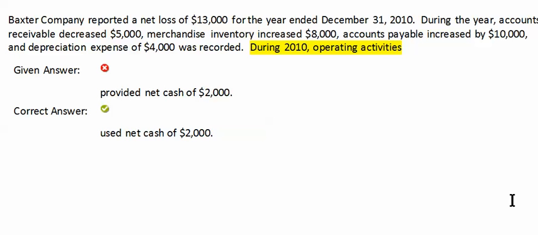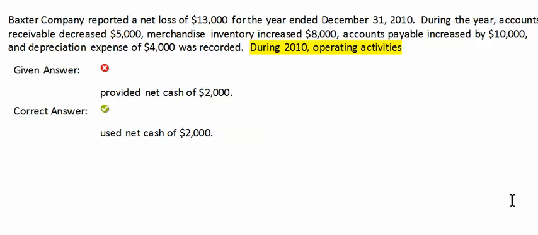During 2010, the operating activities were how much? Baxter Company reported a net loss of $13,000 for the year ended December 31st, 2010. During the year, accounts receivable decreased by $5,000, merchandise inventory increased by $8,000, accounts payable increased by $10,000, and depreciation expense $4,000.